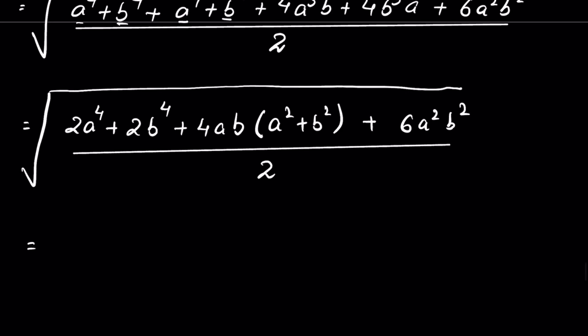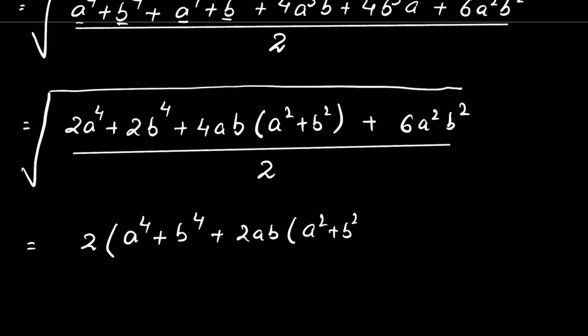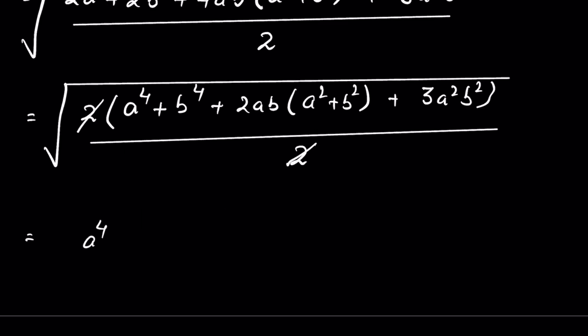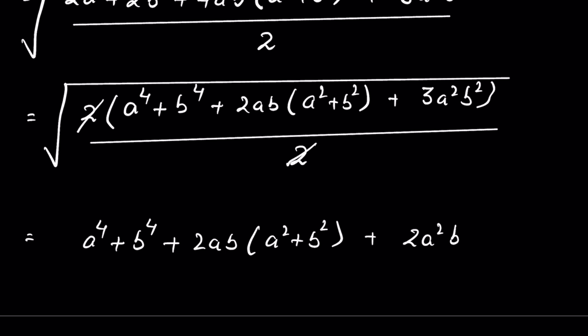Now we can take 2 common. So 2 times (a⁴ + b⁴ + 2ab(a² + b²) + 3a²b²) upon 2, under square root. Now we can cancel this 2 and this 2. So we have a⁴ + b⁴ + 2ab(a² + b²) + 3a²b². We can write it as 2a²b² + a²b², under square root.